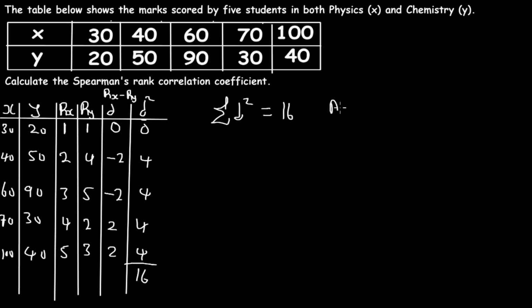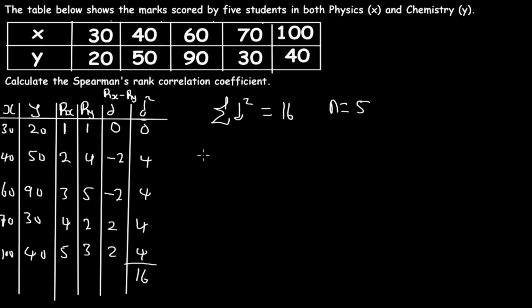Now we also need the value of n. What will be the value of n? It should be given to you right from the question. And if it's not given to you, then you can just count the data. So we have 1, 2, 3, 4, 5. As you can see, we have 5 students, where we have their scores collected in both physics and chemistry. And if you look at the question, the table below shows the marks scored by 5 students. This 5 is the sample size. So n is equal to 5.